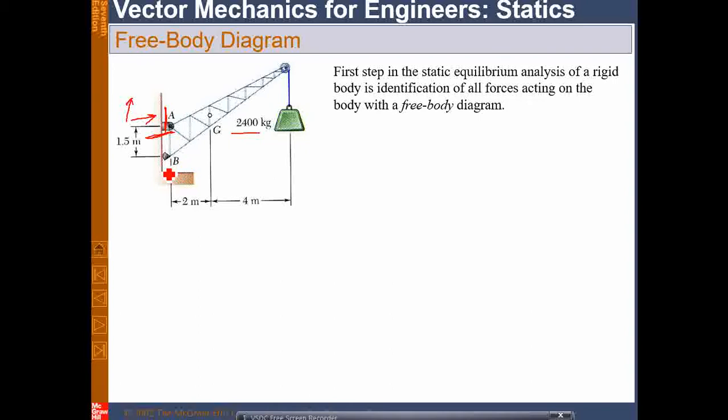However, at B we have a translatory constraint. That means this cannot go beyond this. So the x movement is restricted and the y movement is allowed. This roller can roll along the y. Since this is fixed at A, the x component is restricted. When something is restricted, we have an equal and opposite reaction due to Newton's third law of motion.